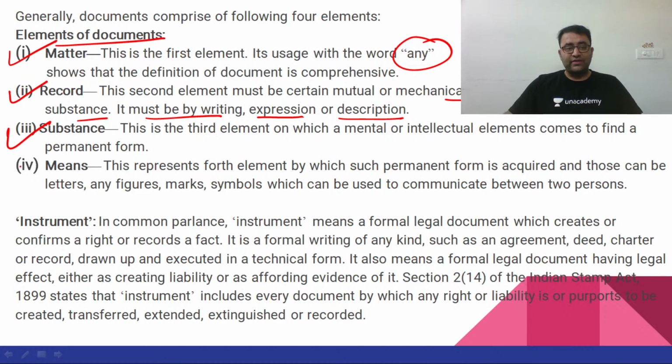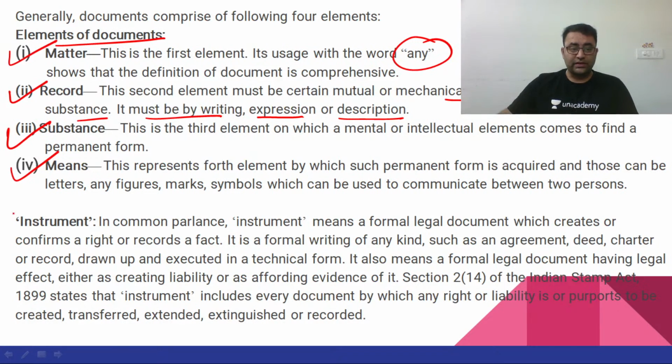Then the fourth one you have is means. This represents the fourth element by which such permanent form is acquired, and those can be letters, any figures, marks, symbols which can be used to communicate between two persons. Okay, so there has to be certain means by which a communication is done between two people. Okay, so that is the important elements of documents.